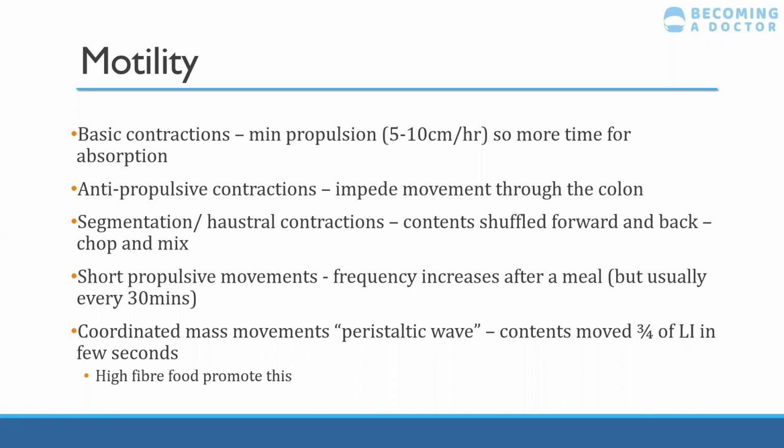You also have segmentational or haustral contractions, which shuffle the contents back and forwards. Along your haustra, there are cells known as pacemaker cells. These cells send signals to the smooth muscles in the wall and cause them to contract, and these contractions allow the food to be churned. By this food churning, it increases the gut contents' surface area, and therefore this can maximize the absorption.